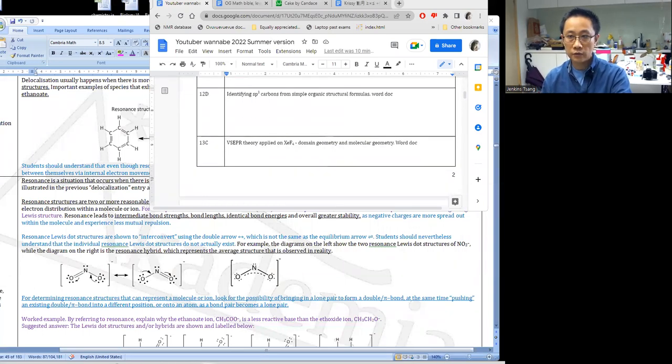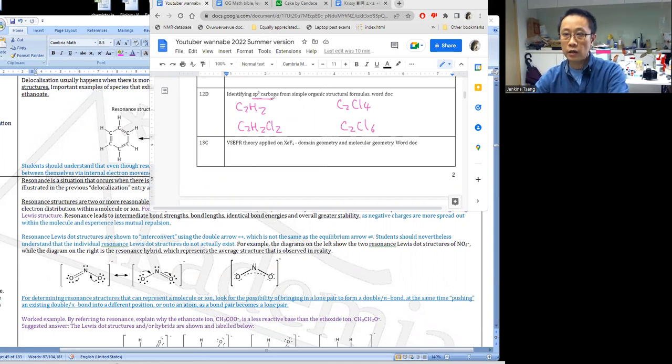Moving on, question 12. Identify sp3 carbons from a list of simple organic compounds, which include the following. So there's C2H2, C2H2Cl2, and C2Cl4, and then finally C2Cl6.